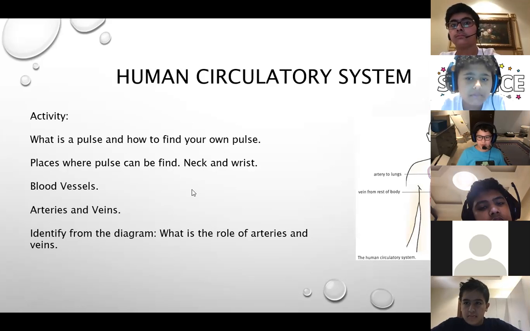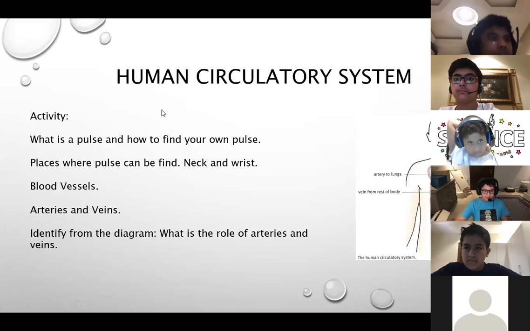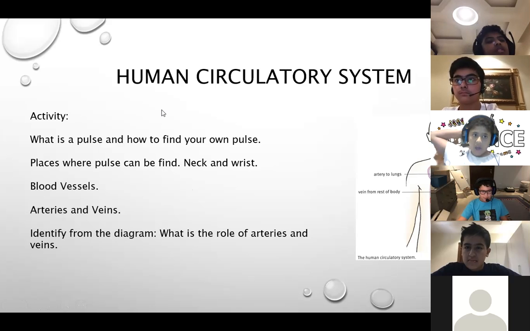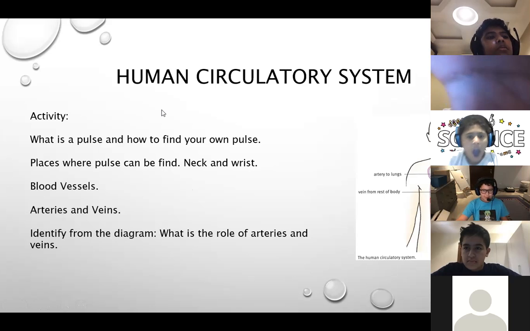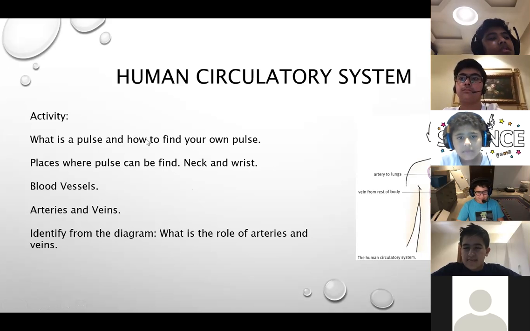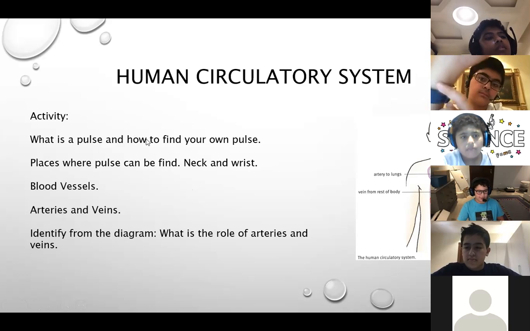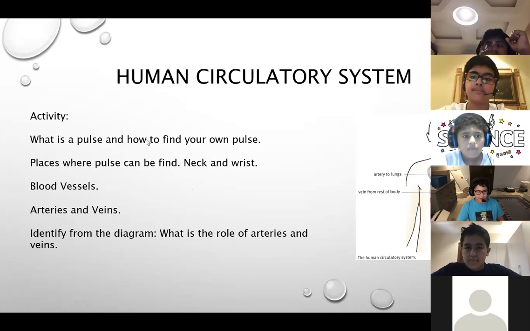I see the human circulatory system. What is a pulse and how to find your own pulse? Places where pulse can be found. Yes. There are places in your body, which are the neck and wrist, where you can find a pulse. Yeah, neck and wrist. Blood vessels: arteries and veins. Identify from the diagram. What is the role of arteries and veins?